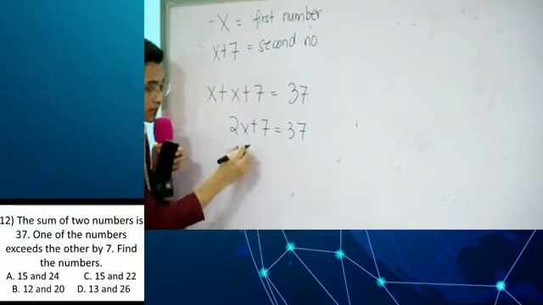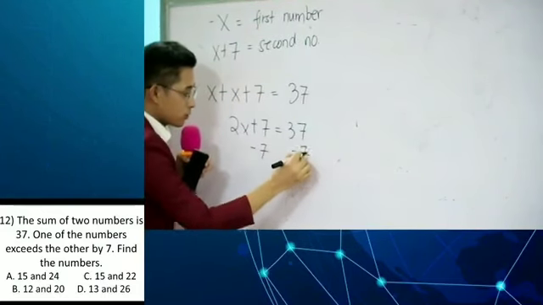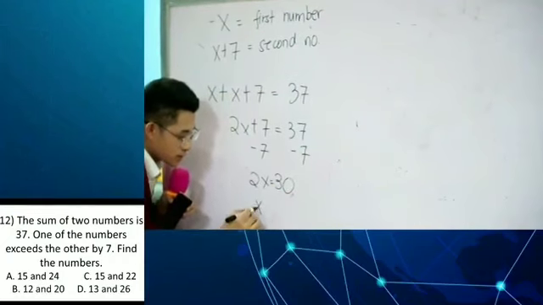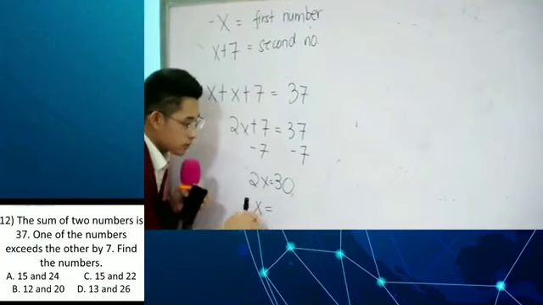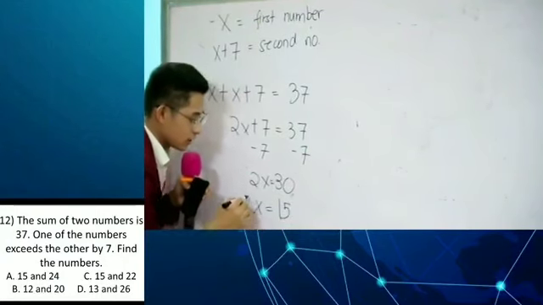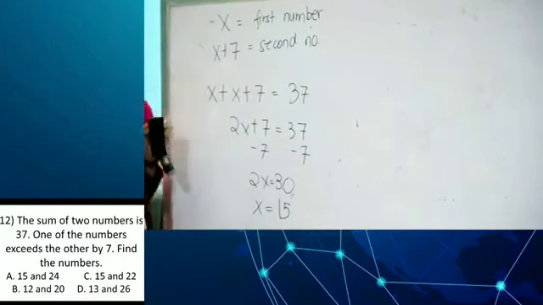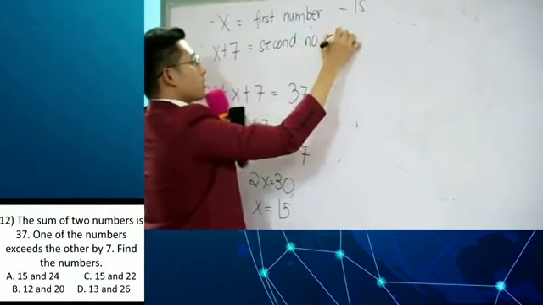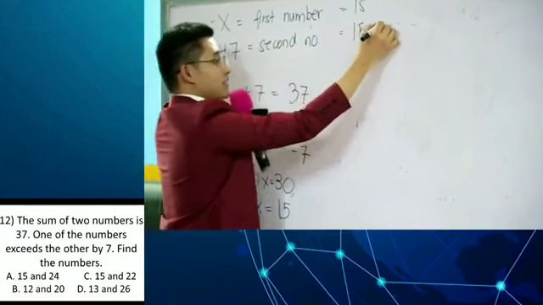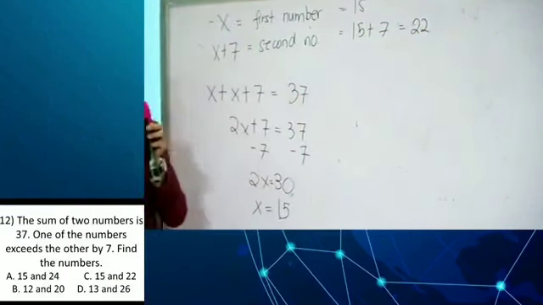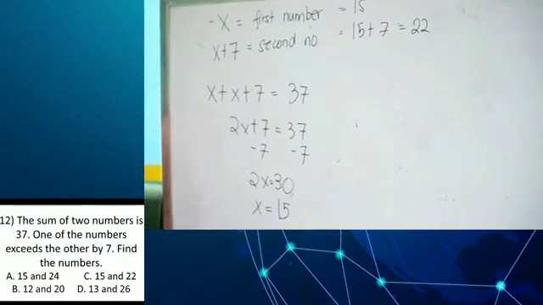Subtract both sides by 7. So 2x is equal to 30. So x is equal to, divide both sides by 2. So that is 15. So the x is 15. Okay? So the first number is 15. So 15 plus 7 kay second number, which is 22. So 15 and 22 is the answer. Letter C.